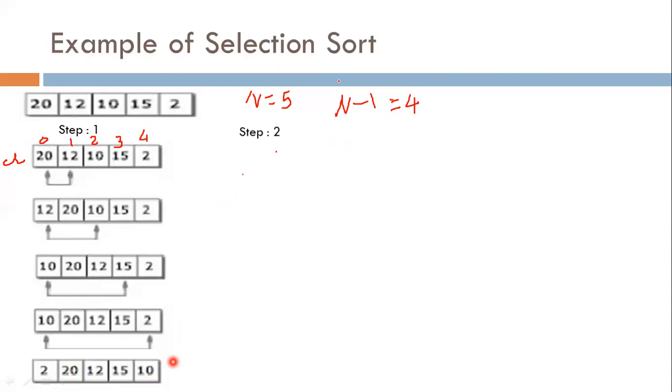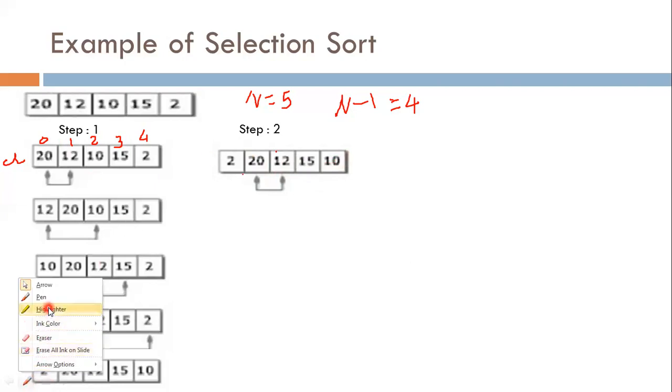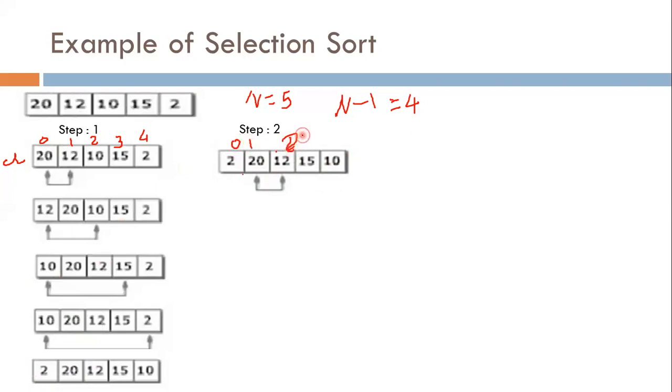Okay. Now in step number 2, we pick the second element. Now comparison is made with all other elements one by one. Same here, the index of all the array elements is the same: 0, 1, 2, then 3 and then 4.